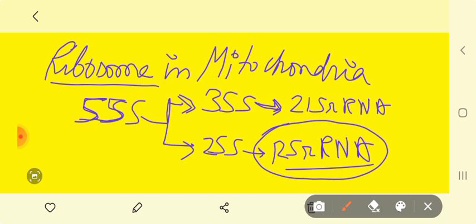Now the sedimentation coefficients of ribosomes, ribosomal subunits, rRNAs, and the number of ribosomal proteins of certain organisms have been mentioned in a table that I will show you in a while. So let's see now.